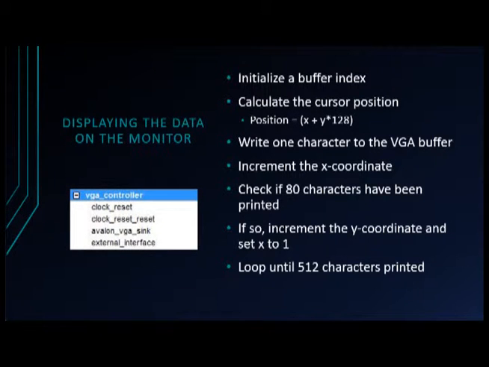Displaying a character on the monitor is as easy as writing to memory because of the VGA controller described earlier. I just needed to keep track of the cursor so the data doesn't get overwritten. 2 registers were used to store the X and Y coordinates of the cursor position, which was updated after each character was displayed on the screen. Checks are in place to make sure that there are only 80 characters per line and 512 characters total.